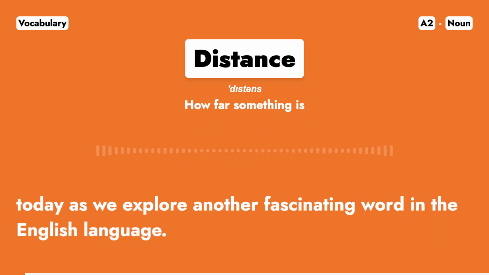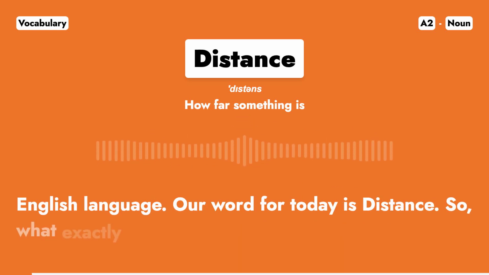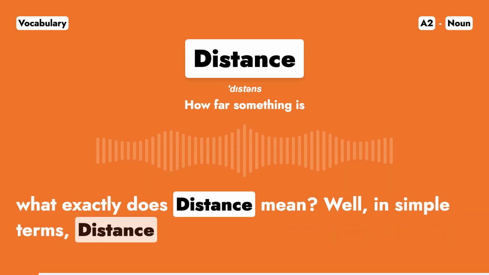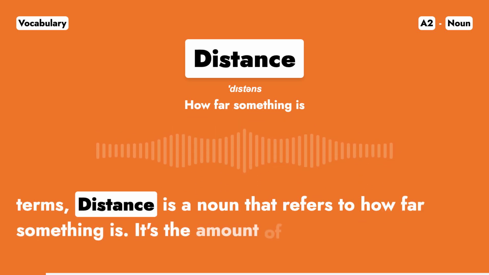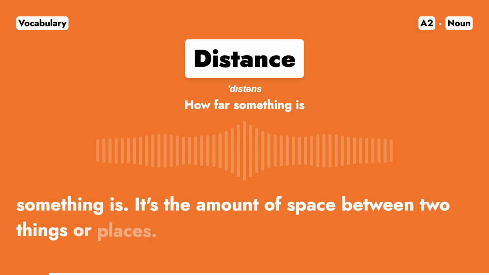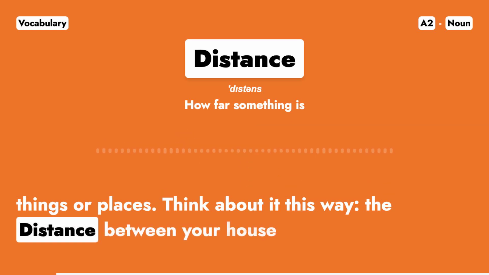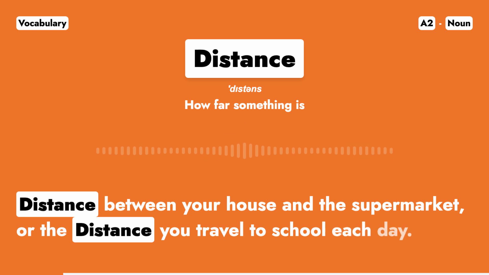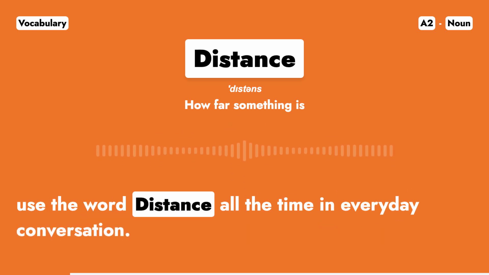Our word for today is distance. So, what exactly does distance mean? Well, in simple terms, distance is a noun that refers to how far something is. It's the amount of space between two things or places. Think about it this way: the distance between your house and the supermarket, or the distance you travel to school each day. We use the word distance all the time in everyday conversation.